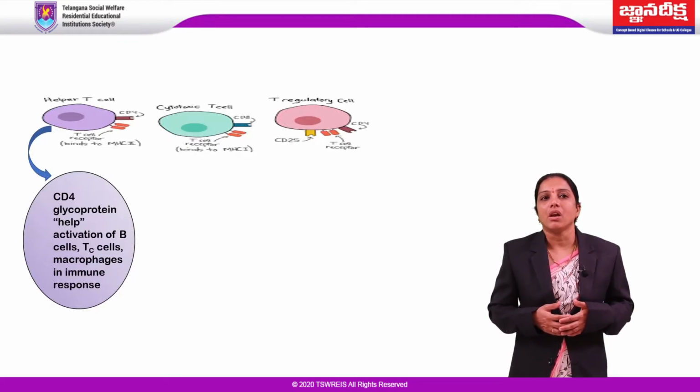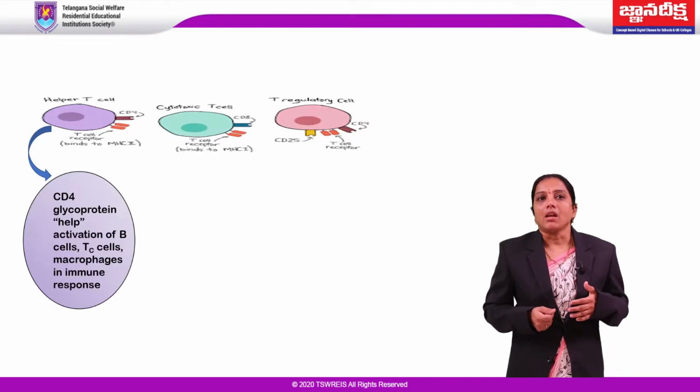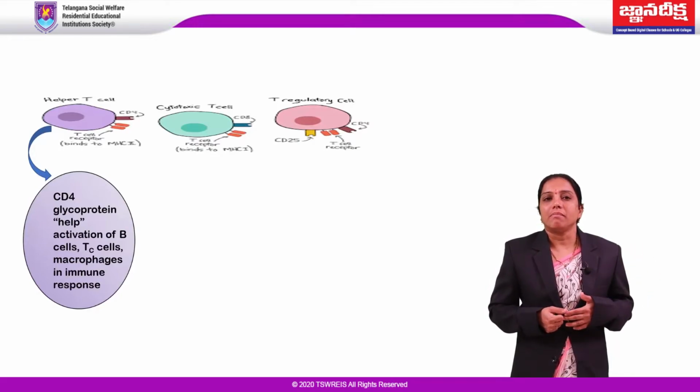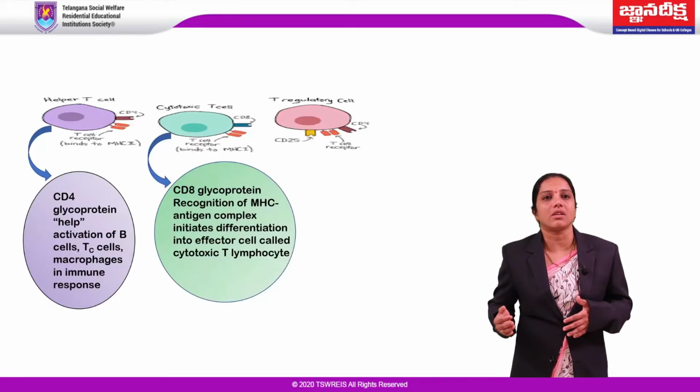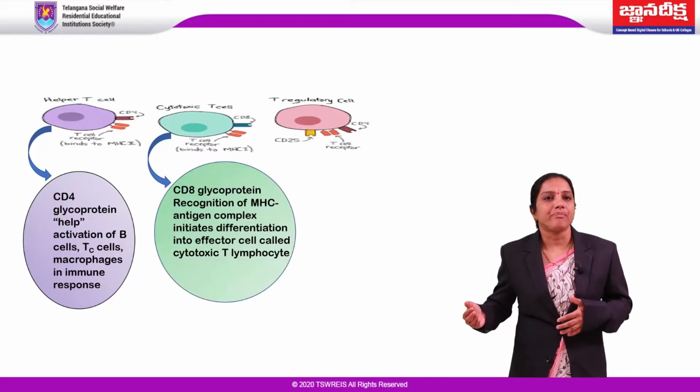CD4 glycoprotein receptor on their surface. These activate the B cells for their differentiation and also activate macrophages. And T lymphocytes, mainly the TC cell, T cytotoxic cell, have CD8 receptor on their surface, and upon contact with the MHC, which stands for major histocompatibility complex, differentiate into an effector cell called cytotoxic T lymphocyte, that is called CTL, and memory T cell.